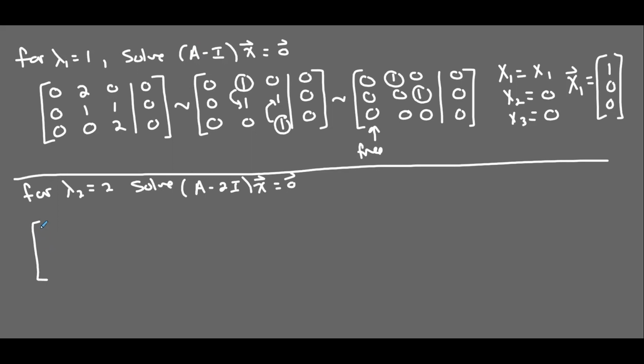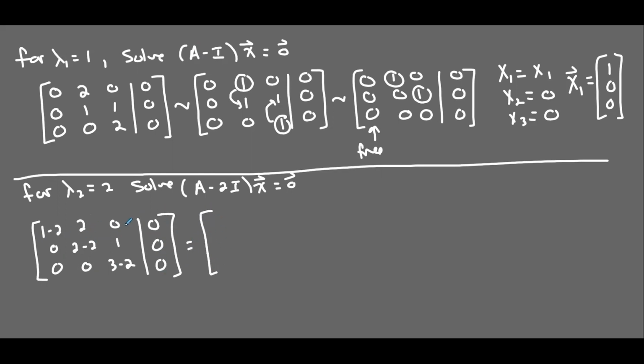So remember, this was 1. Let's just write it out. 1 minus 2. This was 2 minus 2. And then we have 3 minus 2 on the last one. And then augment with 0. So that gives me negative 1, 0, and 1.